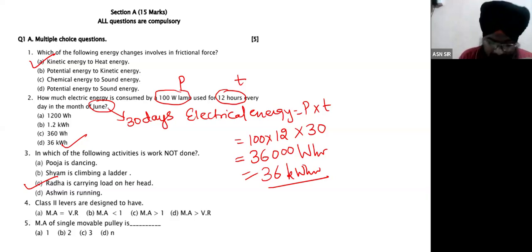Class 2 levers are designed to have mechanical advantage greater than 1, option C. MA of a single movable pulley: this is a fixed question, the answer is 2. MA of a single movable pulley is 2.